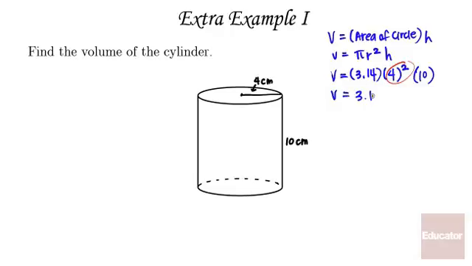So 3.14, okay, we're going to leave that for now. Okay, here, 4 squared. 4 squared is 4 times 4. 4 times 4 is 16, okay, and then times 10. So now we can go ahead and just multiply these numbers together. 3.14 times 16 times 10. So 3.14 times 16.